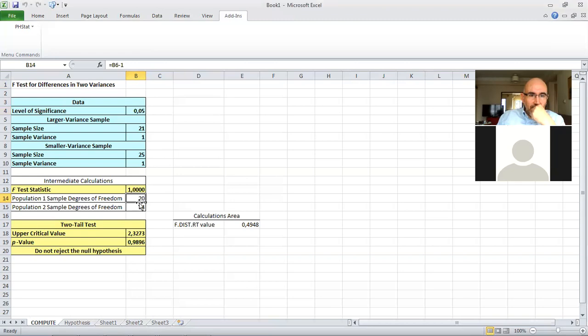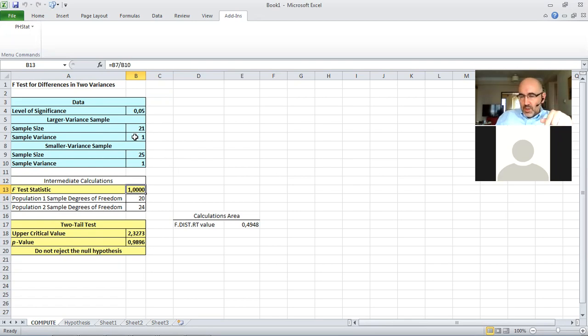Degrees of freedom. Normally you should check the F table, numerator degrees of freedom, denominator degrees of freedom. And the upper critical value is taken from the F.INV.RT, which is right tail, dividing alpha by 2 here. And we have the p-value here. And here we have, again, one of those intermediary calculations. Okay, there is some mistake we made.